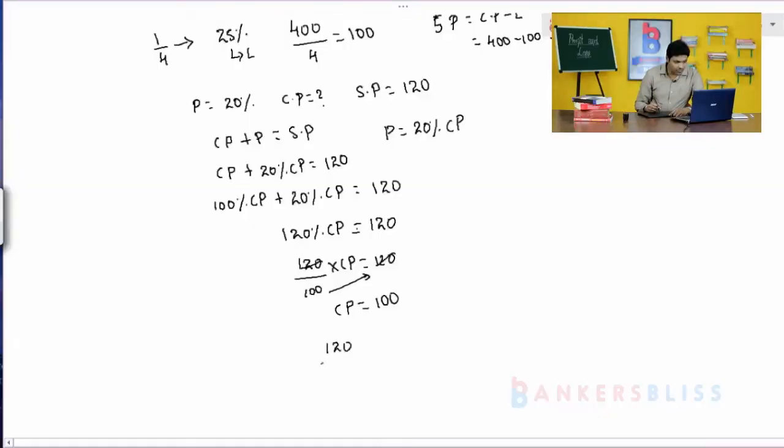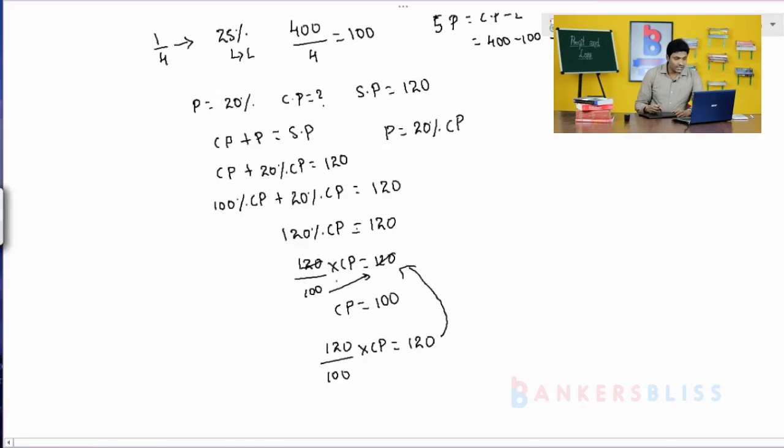120% of cost price is nothing but 120 by 100 into cost price is equal to selling price, 120. See here, directly you came to this step. So 120 by 100 into Cp is equal to 120. 120 gets cancelled. Therefore, Cp is equal to rupees 100.